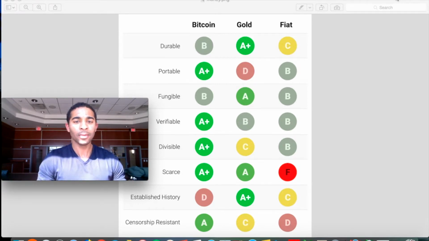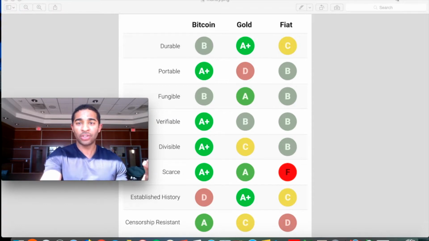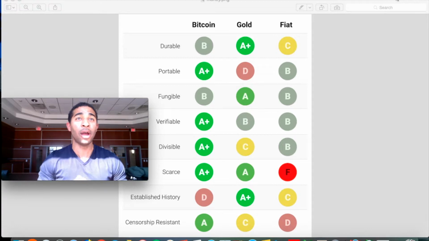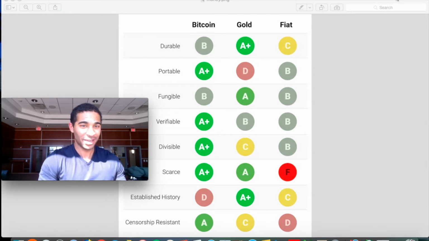And because of this, you see that the fiat dollar gets a grade of an F here. And really, if you think about this, I often tell people, if we think about the dollar in terms of its ability to hold value over time, we just have to look at a simple mathematical equation and ask ourselves, what is the value of 1 over infinity, right? And the answer is 0.